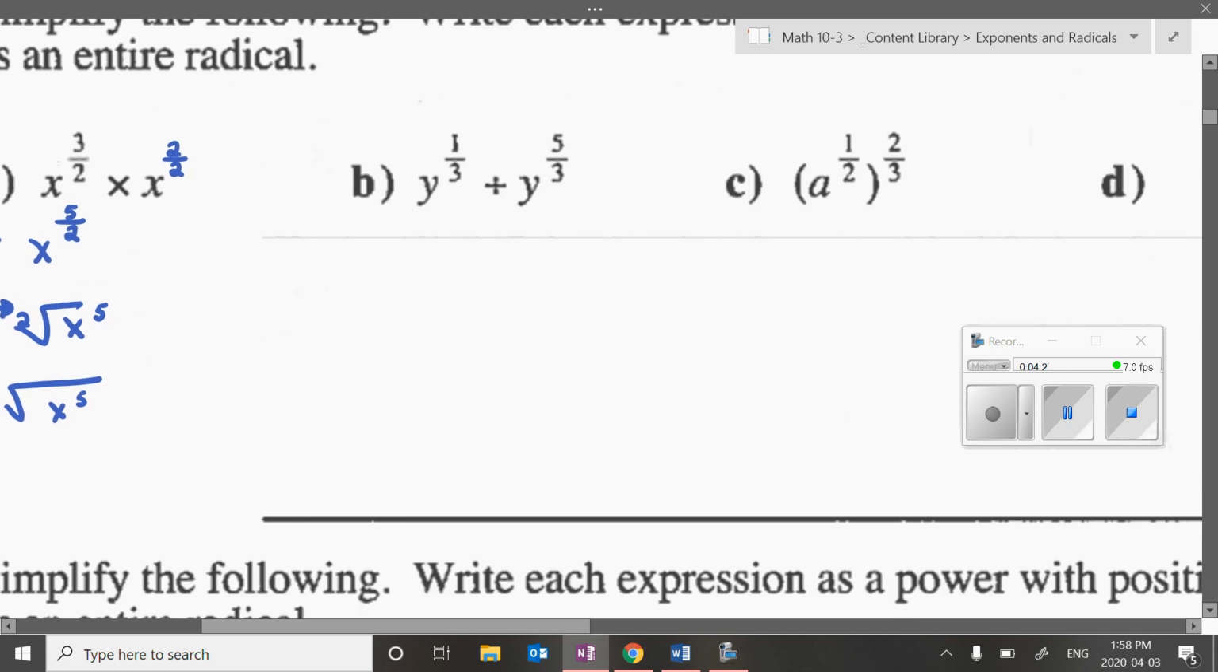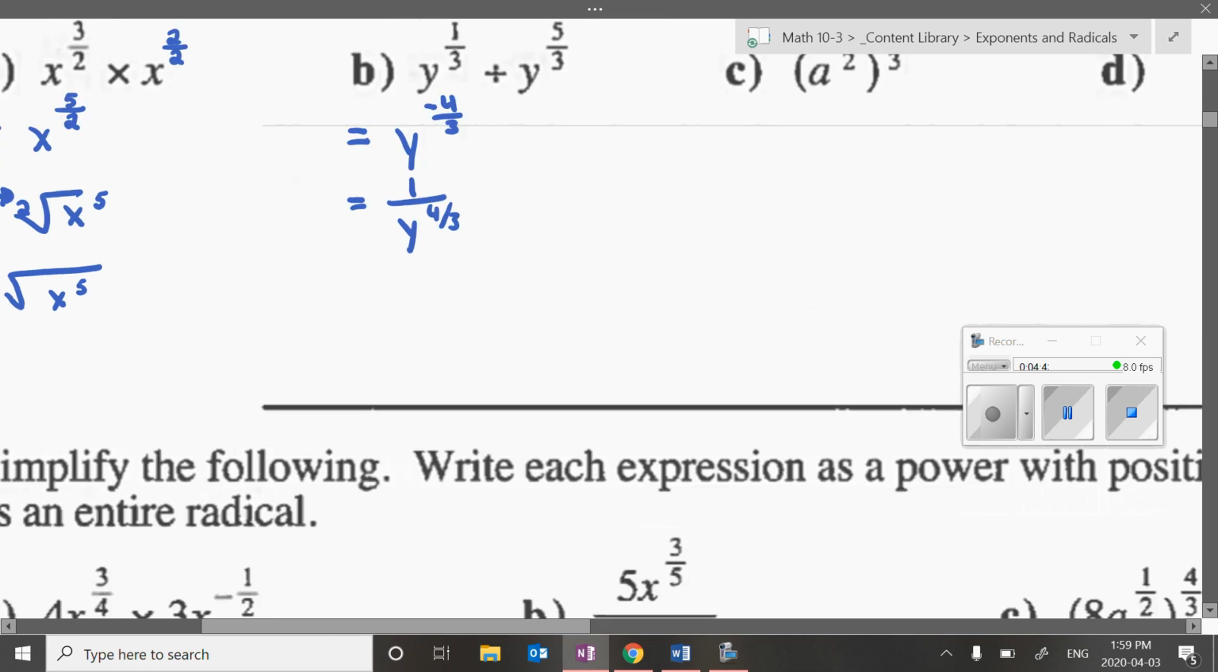Okay, next question. I can subtract these 2. I'm going to end up with a negative. That's okay. 1 minus 5 gives me -4. So I get y to the power of -4/3. So I'm going to move that to the denominator. So 1 over 4/3, which then becomes 1 over the cubic root of y to the power of 4.